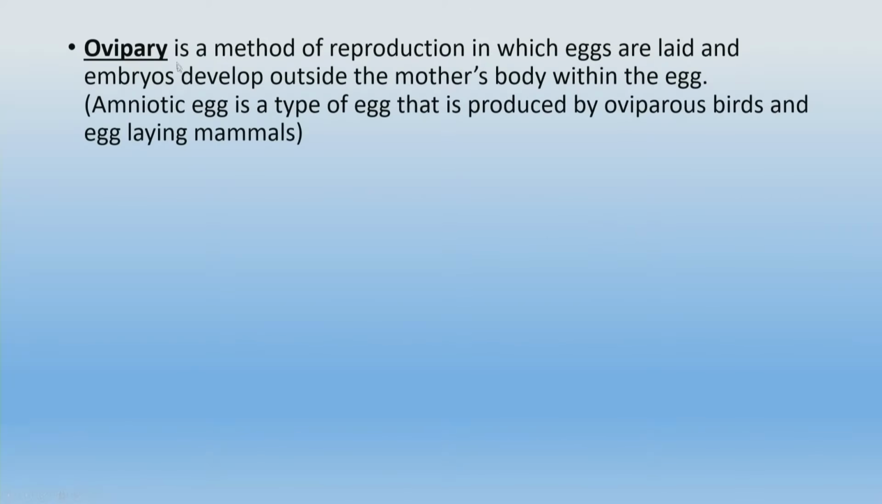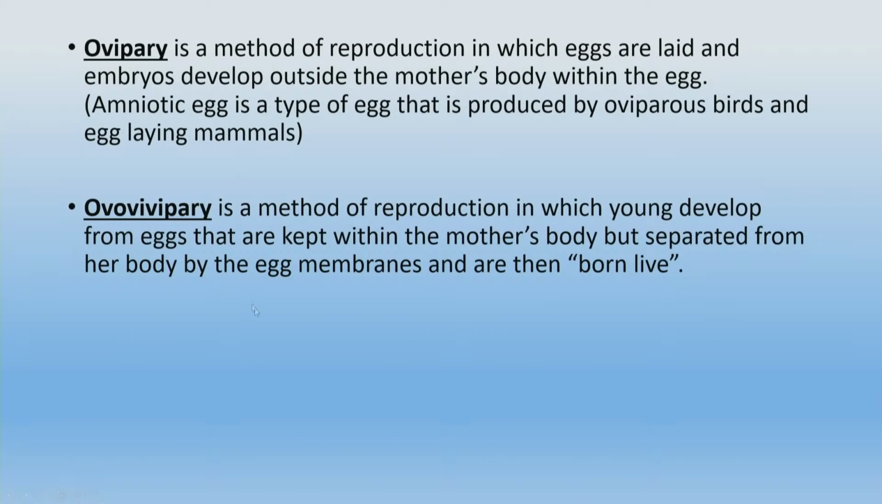Please remember that oviparity is a method of reproduction in which eggs are laid and embryos develop outside the mother's body but within the egg. An amniotic egg is a type of egg that is produced by oviparous birds and egg-laying mammals. So the development of the embryos takes place outside the body of the mother.